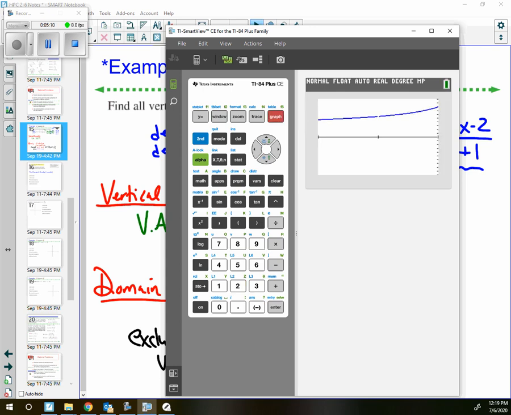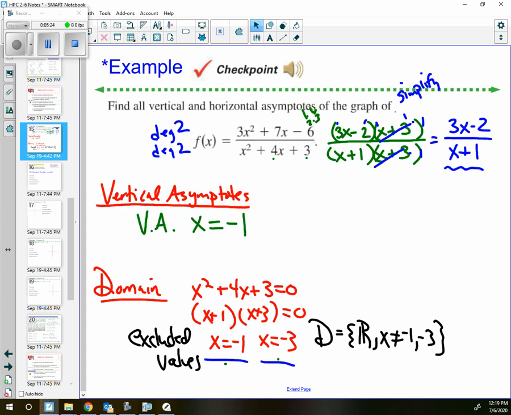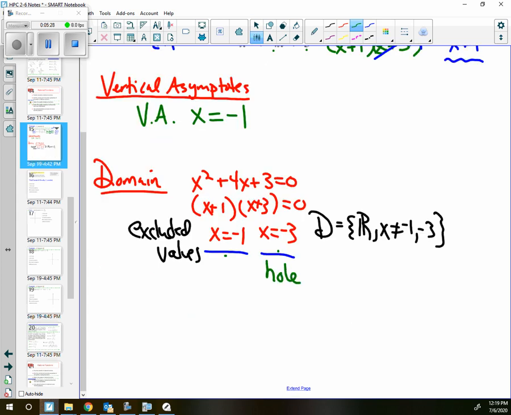Can you see that little break in the graph there? That little break is called a hole. So we know that the value of the function doesn't exist there. Remember in our piecewise graphs, we talked about those holes and those little breaks like that. So that's what's happening at that location on the graph. At x equals negative 3, this is actually called a hole. Sometimes they call it a point discontinuity.